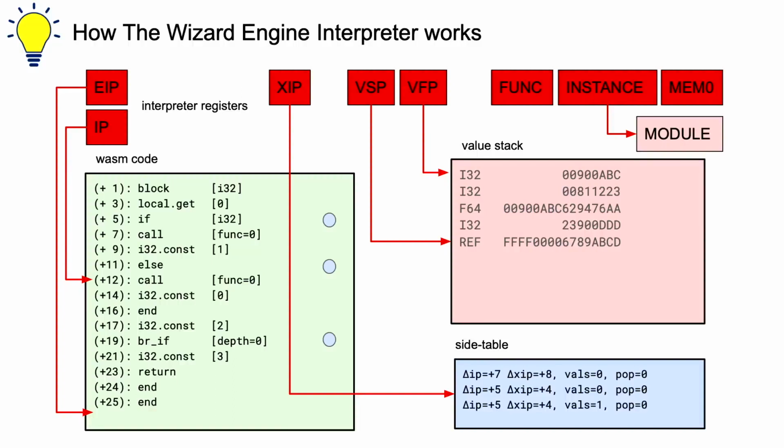So the side table entry is this delta IP. So if we get to this if, and we decide that the condition is true, we're actually going to follow through. If it's false, we're going to jump to after the else, because that's how if works. So what this delta IP is for that entry is where to go if you are going to jump. So the 7 is to the else. Yep. But what's, no, the 8? It's to the end. Sorry, yes, you're right. It's to the else. Now, the XIP. Let me skip that for a moment. These two will also make sense. We'll come back to the XIP.